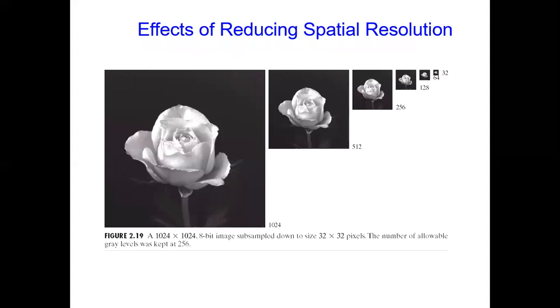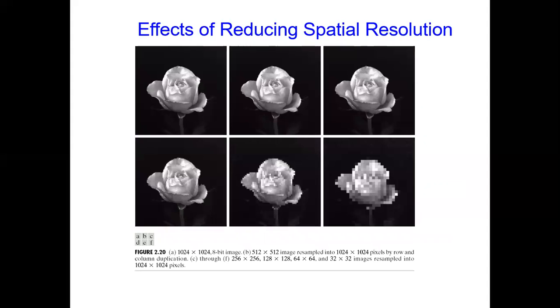This is the effect of reducing spatial resolution. First we see the image at 1024 by 1024. The second image is sampled down to 32 by 32, with 8 bits, so the number of allowable gray levels is up to 256. This shows the spatial resolution of the given images with the reduction in the number of pixels, from 1024 down to 32.